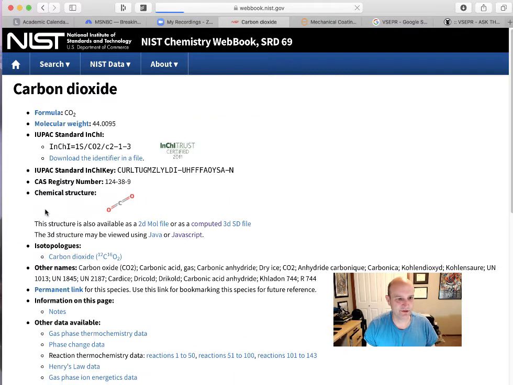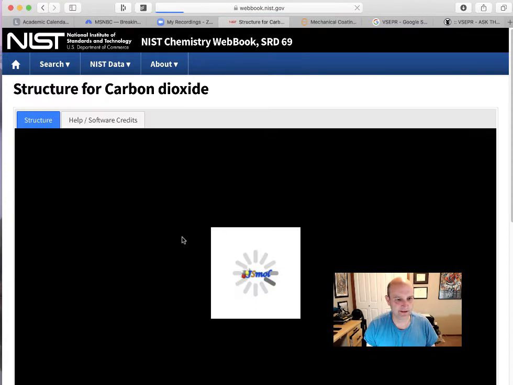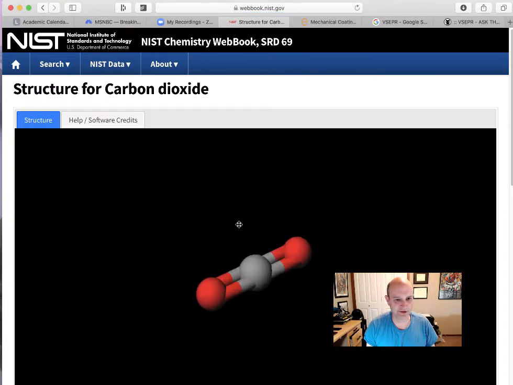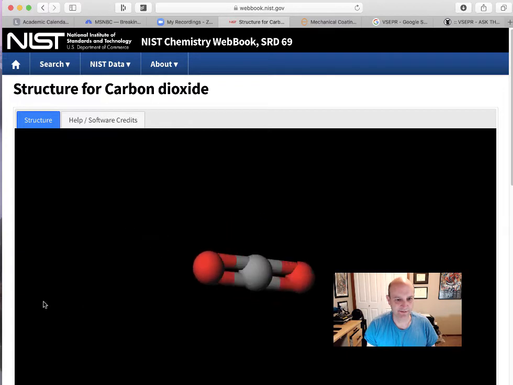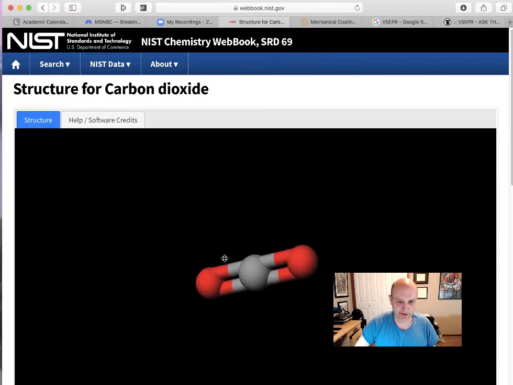I'm going to pick CO2, which I happen to know to be linear. And this is what CO2 looks like. We've got this central atom here, which is carbon, and we have two oxygens on either side. So this is what we call two charge clouds. A charge cloud can be a bond or a lone pair, and this is what this guy looks like.